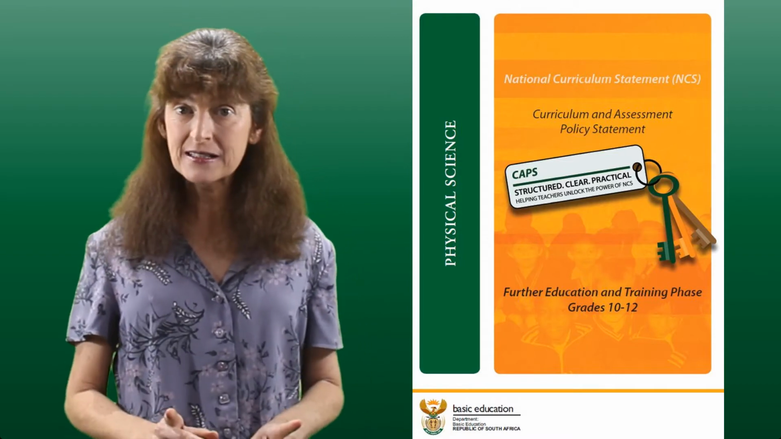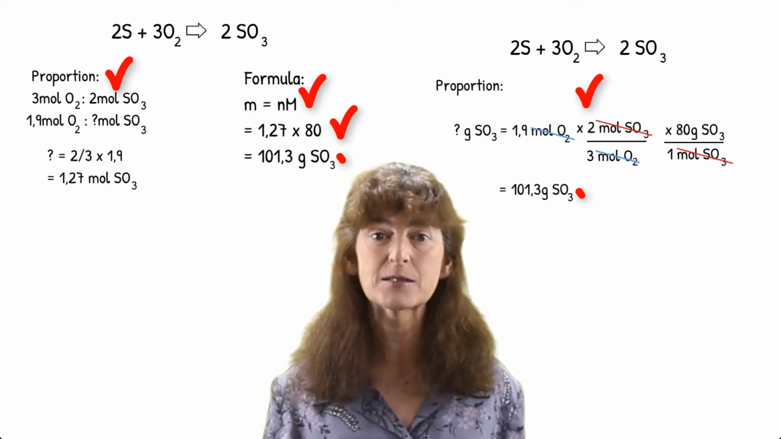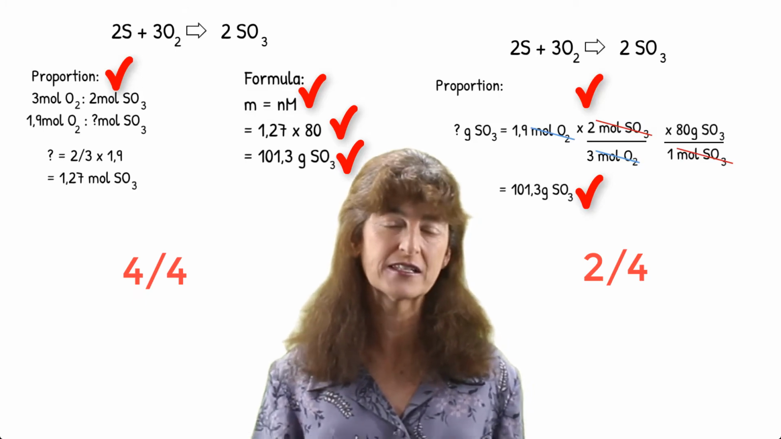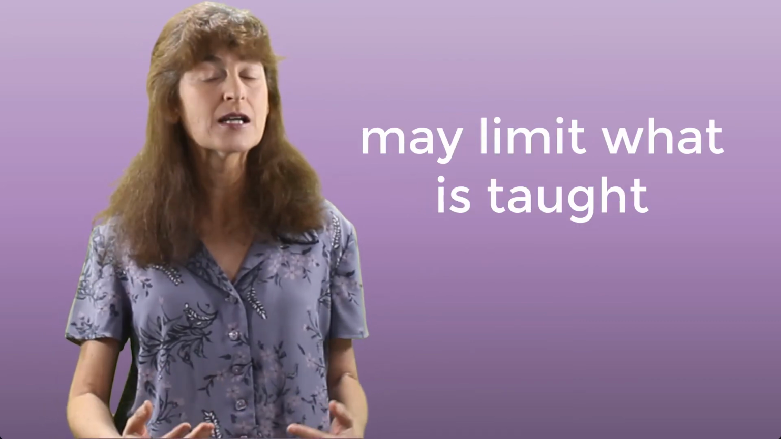The problem is that the way marks are awarded in exams at present disadvantages a generic proportion method. South African marking guidelines and exam reports focus explicitly on formulae, but only implicitly on proportion. Might this be giving the wrong message about the relative importance of formulae and proportion in stoichiometry to South African learners and teachers?